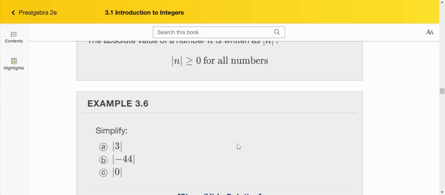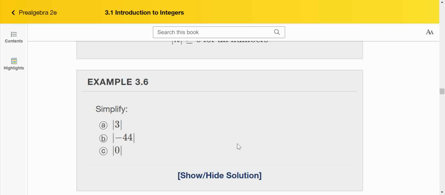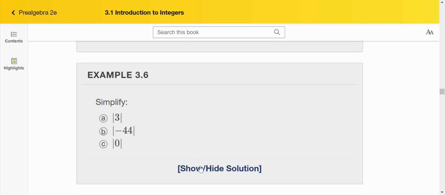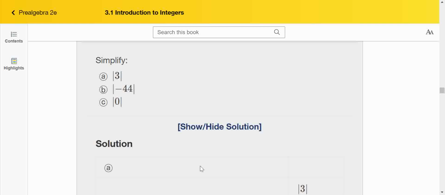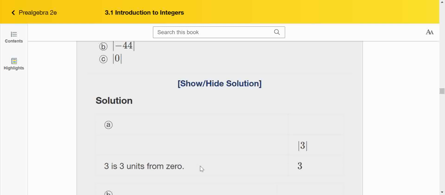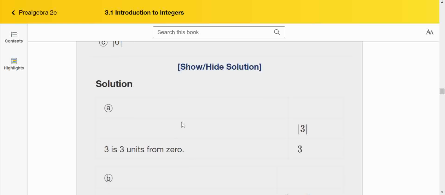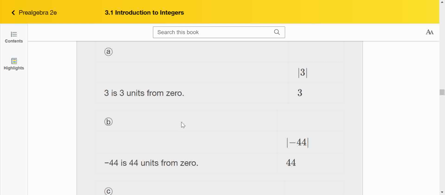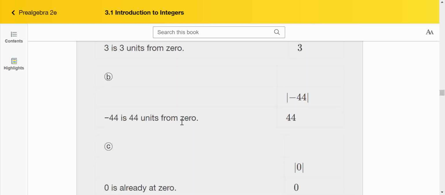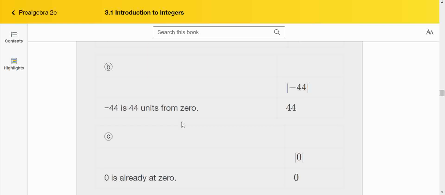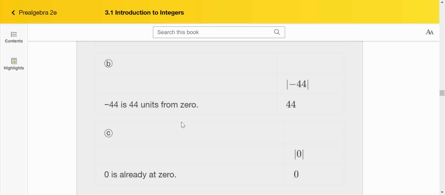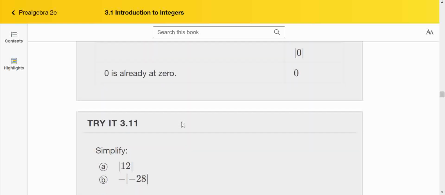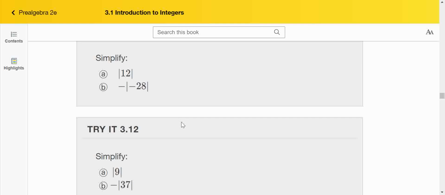Example 3.6. Let's simplify a, the absolute value of 3, b, the absolute value of -44, and c, the absolute value of 0. And for a, you find 3 is 3 units from 0. B is 44 units from 0. And C is already at 0. We have some try it problems.